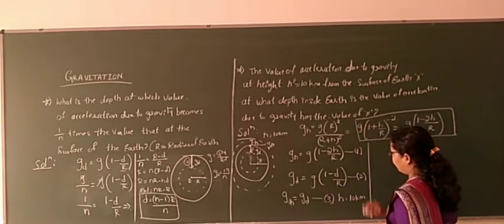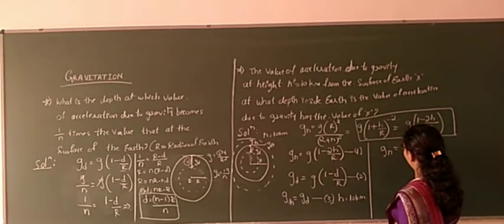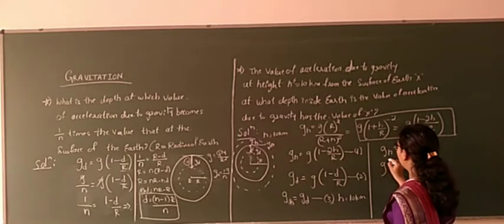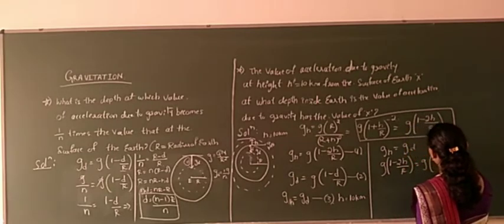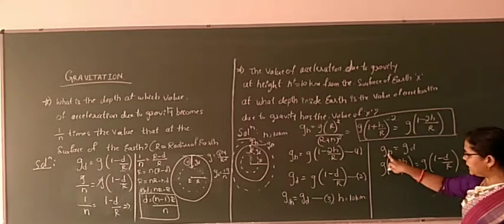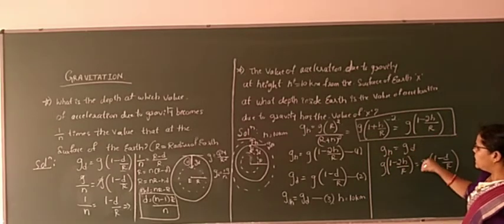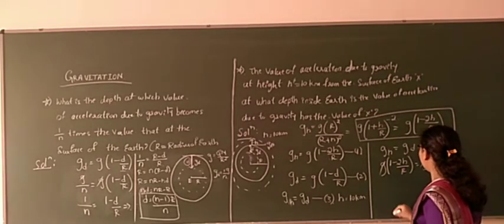So what will happen here? GH is equal to GD. So what is GH? We will take equation 1 here. That is G of 1 minus 2H by R. And GD is G of 1 minus D by R. This is at a certain height from the surface of the earth, and GD is a certain depth inside the surface of the earth here. So both the G and G will get cancelled.